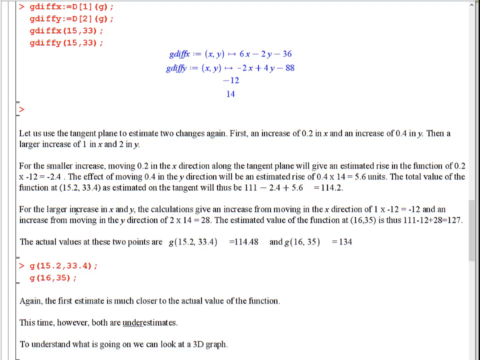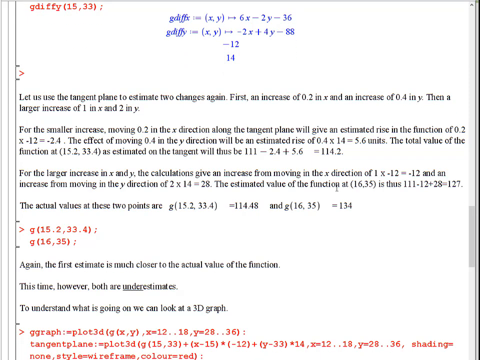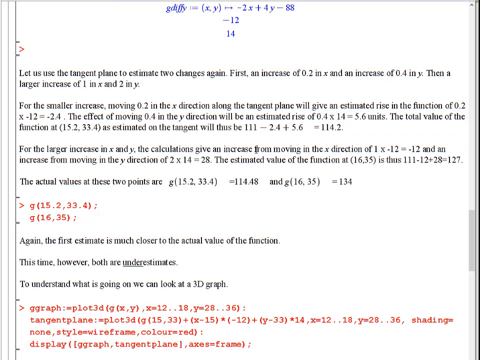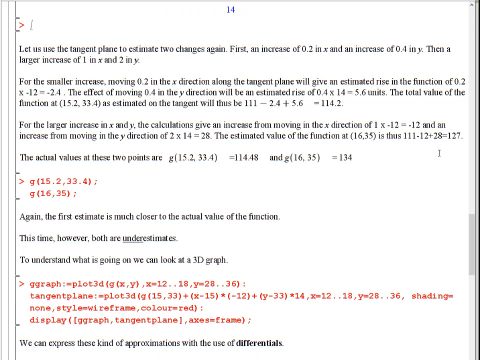So the total value of the function at this point, I've added on the 0.2 and the 0.4, it's going to be 111 starting point. Take away the 2.4 because I'm going down in the x direction, add the 5.6 because the y direction is going upwards, I get to 114.2. Okay, I won't talk through the same calculations here, but the same calculations for the larger rise give you a fall of 12 and a rise of 28, should take you to 127. So again, you're predicting a rise. So my 2 predictions are 114.2 and 127.